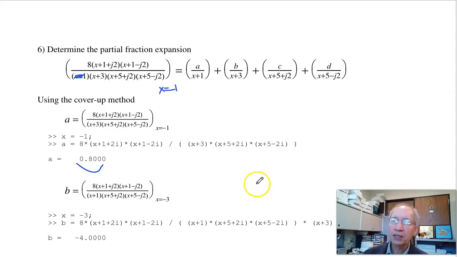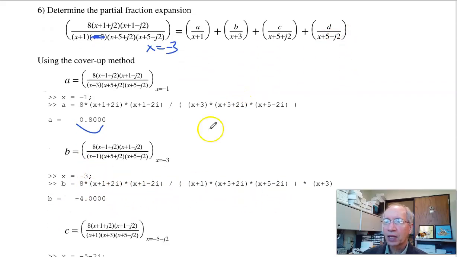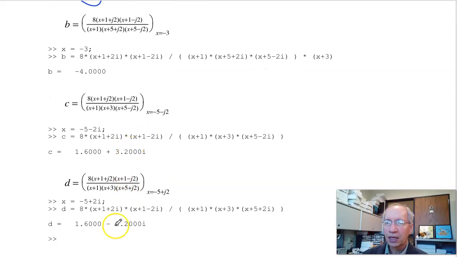On an HP calculator, same thing we did before. To get B, I will use the cover-up method. Cover up this term, analyze at x equals minus 3. So x is minus 3. Plug it in, I get minus 4. Likewise for C. Likewise for D.